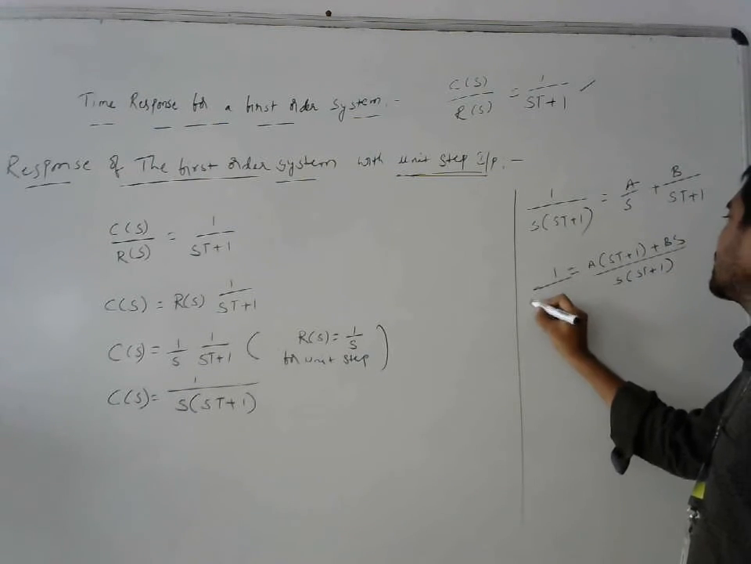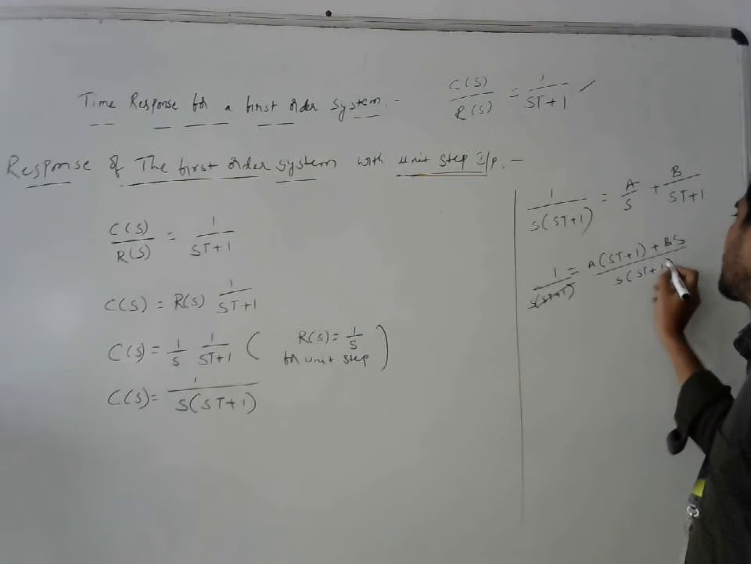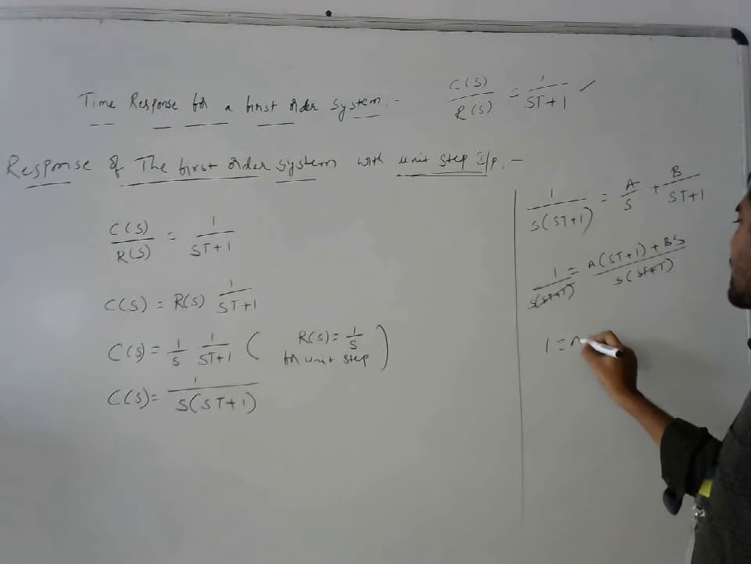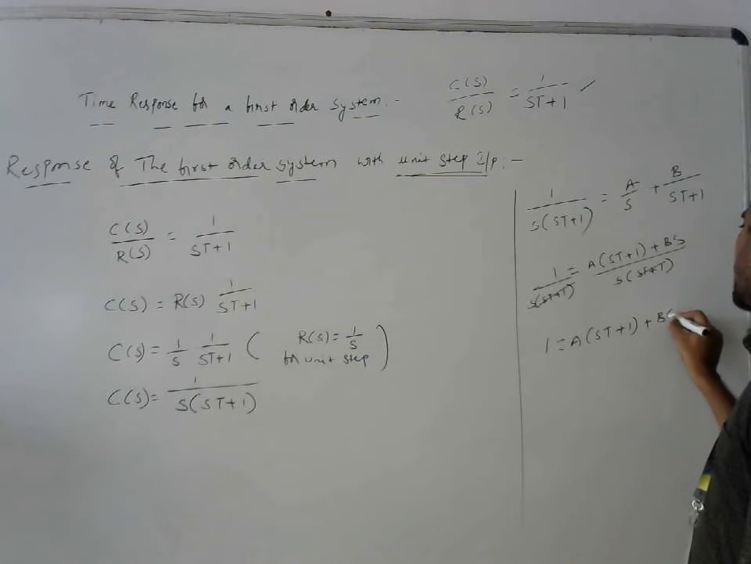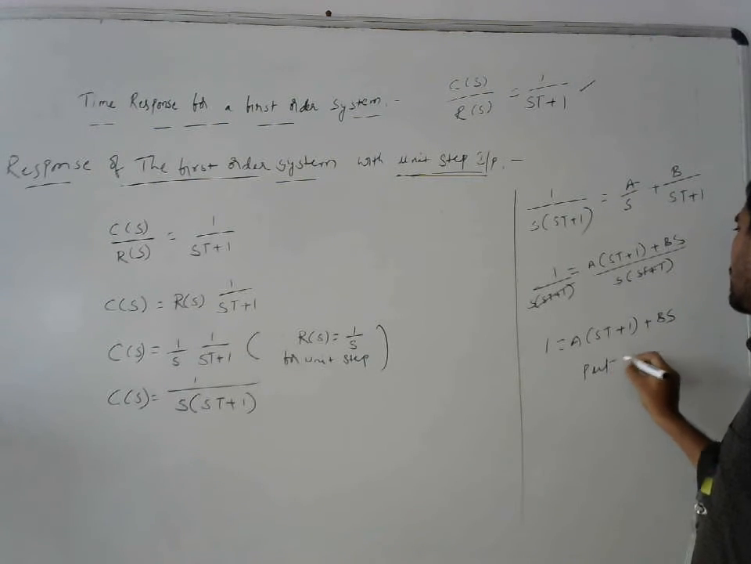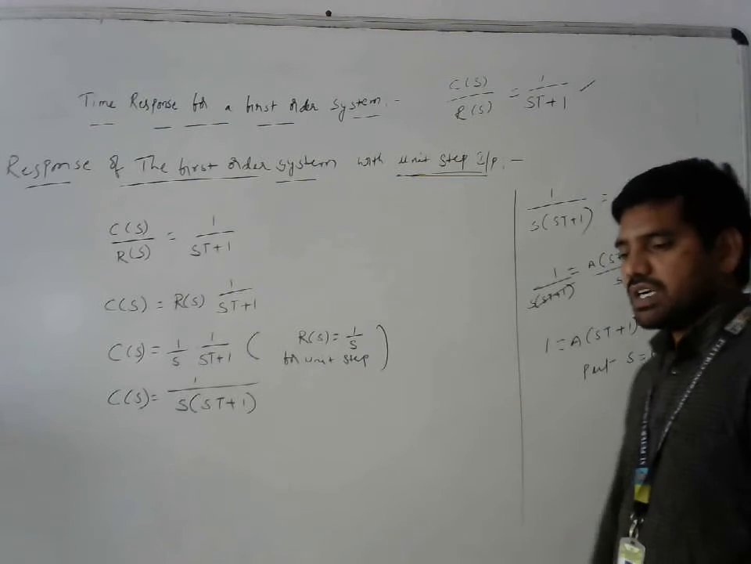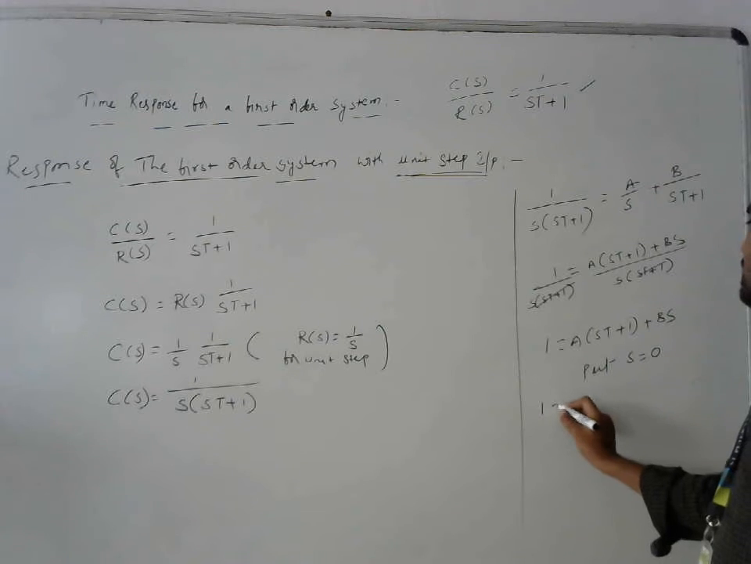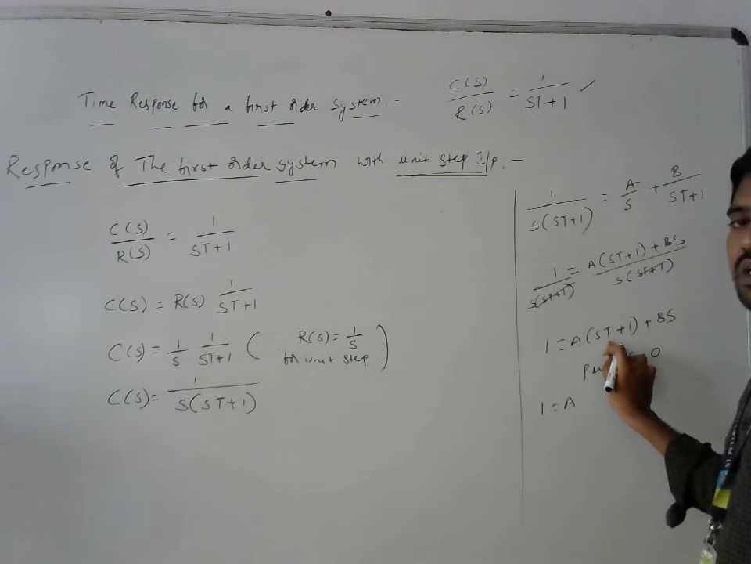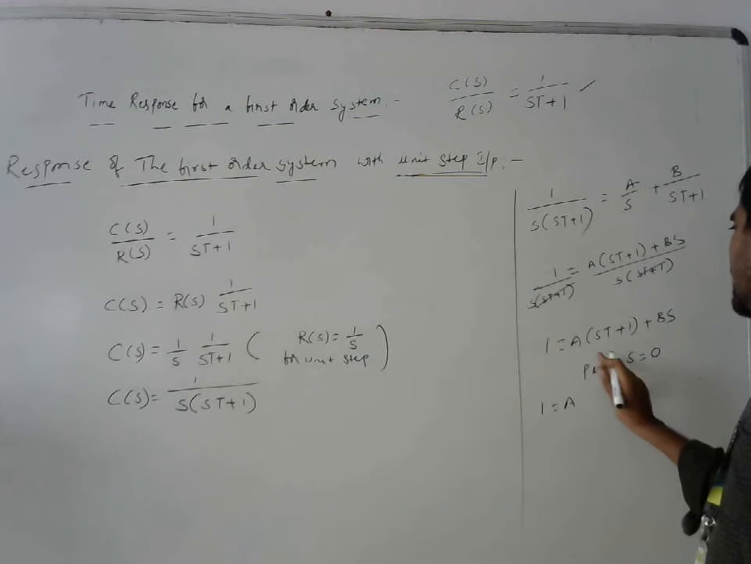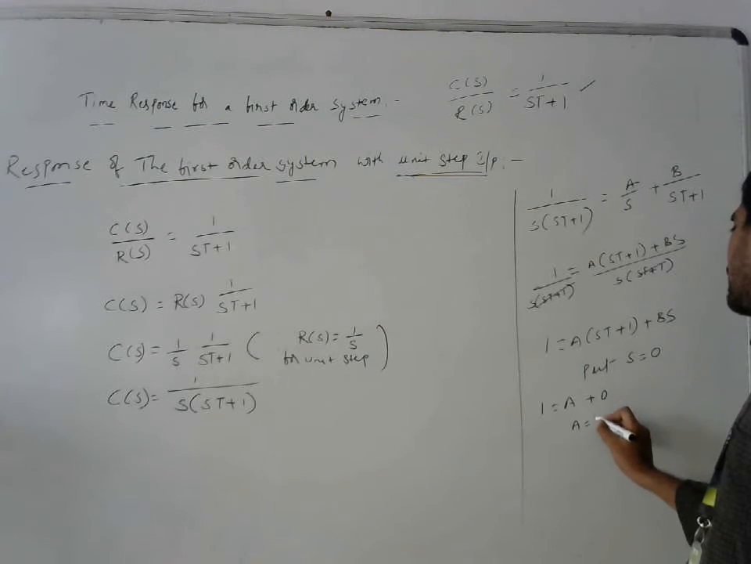You can mention s into (sT plus 1); these two will cancel. Now we are getting A into (sT plus 1) plus B s equal to 1. Now put s equal to 0. Then what are we going to get? 1 is equal to A into (0 into T, 0, plus 1), that means 1 equals A plus 0. So the A value we get is 1.